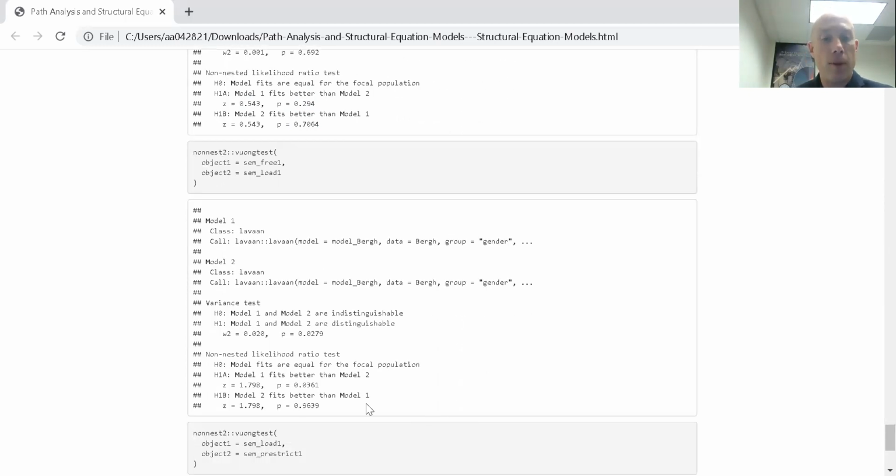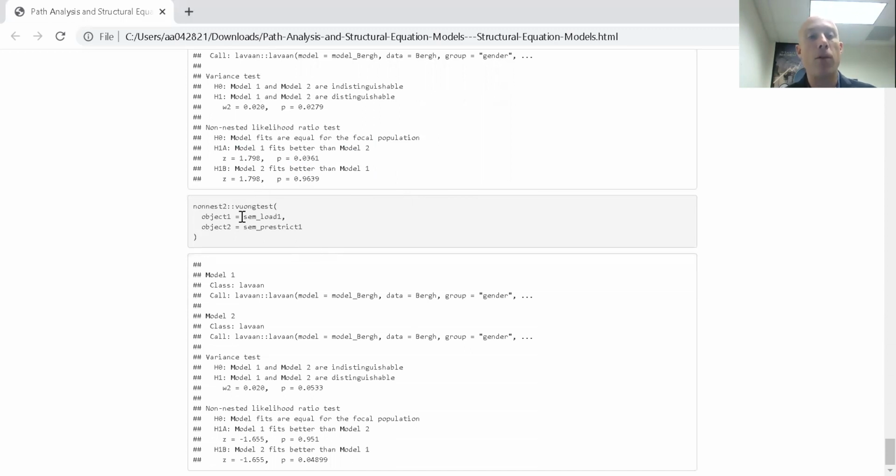Now here we see a small p-value and a large p-value. So we conclude that model 1 fits better than model 2. Model 1 in this case is the one that is free to fit however it wants throughout. So we can see that that one is the better model if I'm comparing it to the loadings.